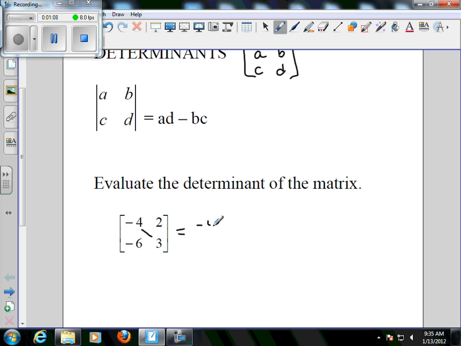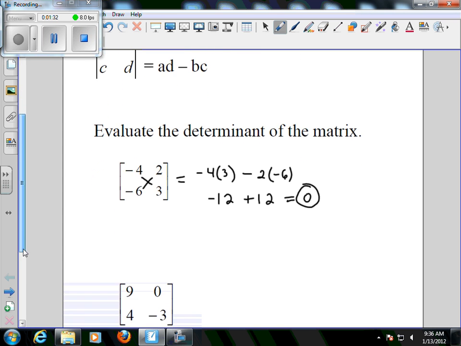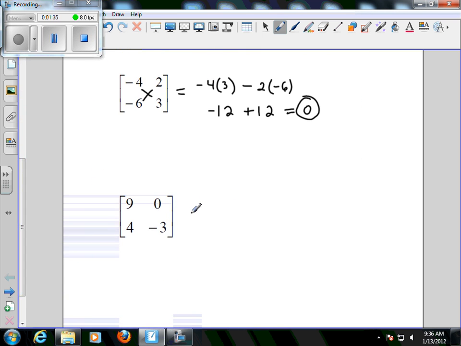We're going to say negative 4 times 3 minus, and you cross the other way, B times C, or 2 times negative 6. When we do that, we have negative 12 plus 12, which ends up giving us 0. So the value of the determinant of that matrix is 0. Okay, so that's how we figure that out. I should have actually written that what we're finding is the determinant of that matrix. Here is the symbol that we use for determinant, same entries, just with the straight lines.